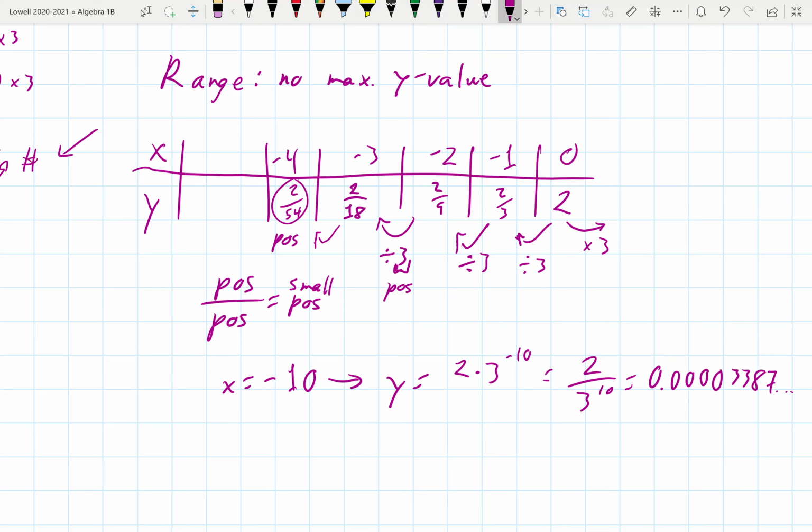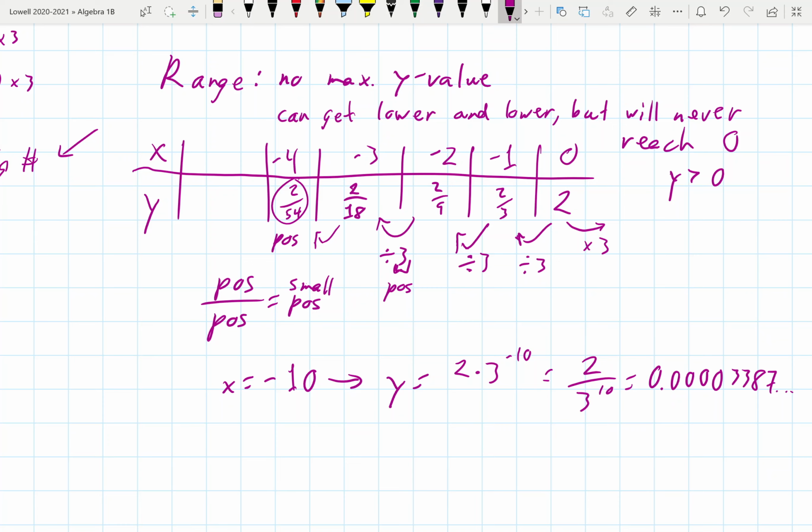And so what we can say is that this graph is going to keep, again, going backwards. It can get lower and lower, but we'll never reach 0. And so what we can say is that our y values have no maximum, but they do have a minimum, and that is 0, except they'll never hit 0. So that's why we could say the y values are going to be greater than 0, but not greater than or equal to 0.